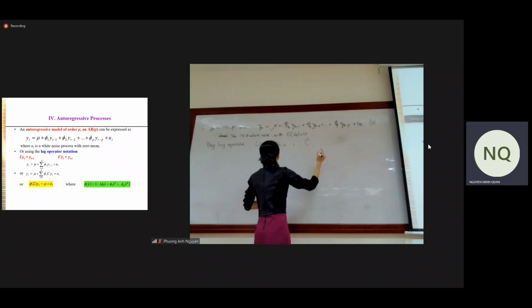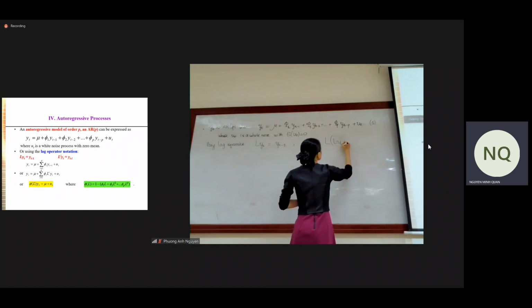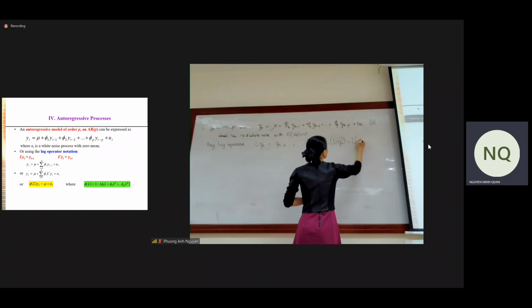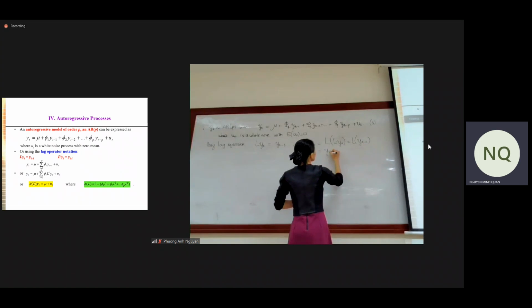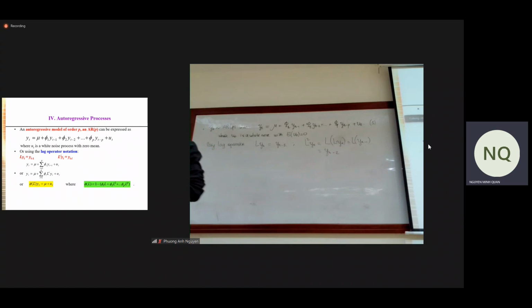L squared Y_t: here L squared is the lag of L Y_t, which is the lag of Y_{t-1}, which is equal to Y_{t-2}. So L squared will give you the lag-2 series. And now we can use the lag operator to transform equation 1.